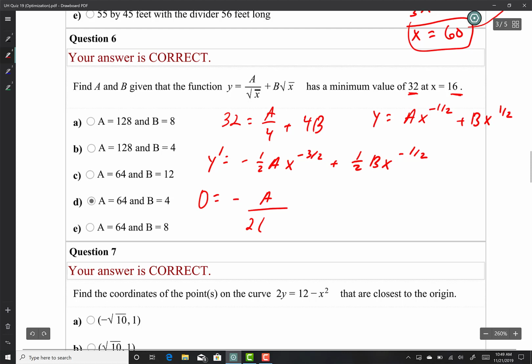And I'm going to plug in the 16 already. 16 to the 3/2, plus b over 2 square root of 16. All right, the square root of 16 is 4, and 4 cubed, 4 times 4 times 4, is 64. So 64 times 2 is 128. I found the error the first time. Here we go. Negative a over 128 plus b over 2 times 4 is 8. So there we go. And now that still equals 0.